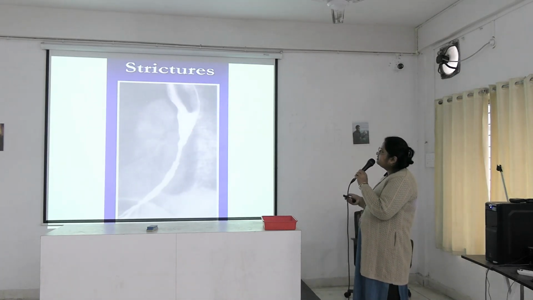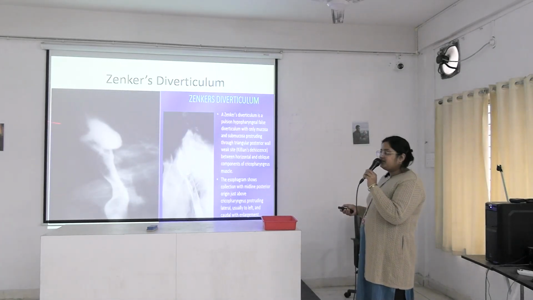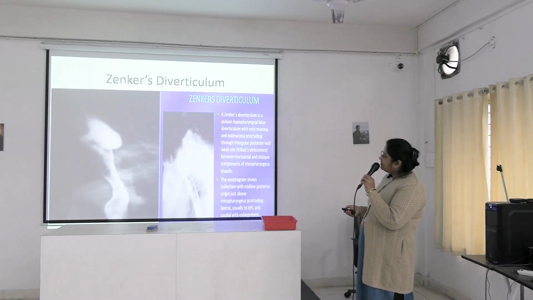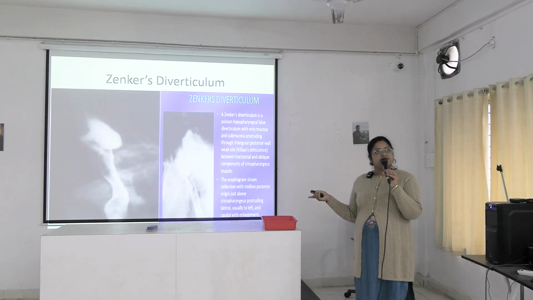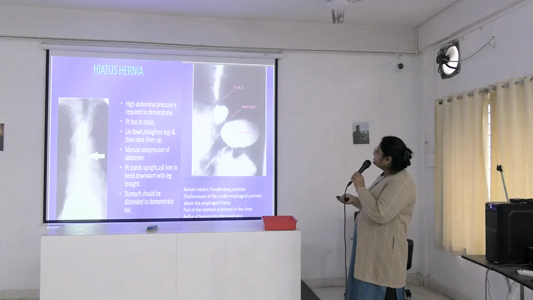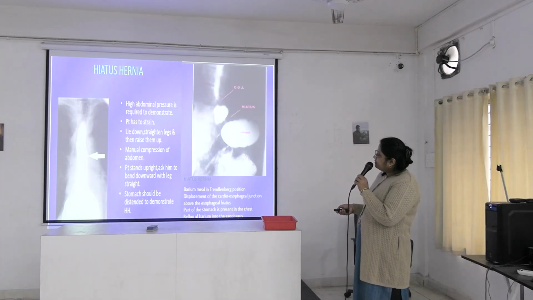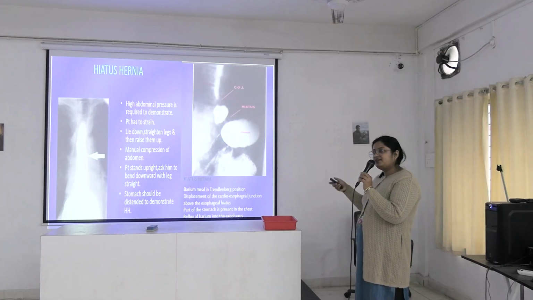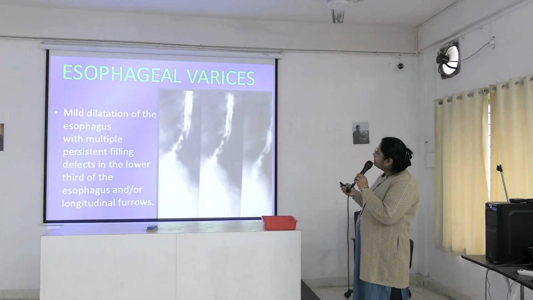Stricture formation: this part is dilated and here is the stricture of the esophagus. And Zenker's diverticulum will appear like this, a pouch-like formation from the posterior aspect of the esophagus. Hiatus hernia: here is the fundus of the stomach. It enters into the thoracic cavity through the opening. That is hiatus hernia.